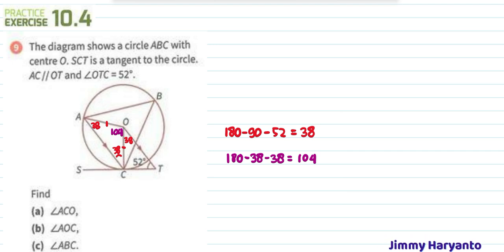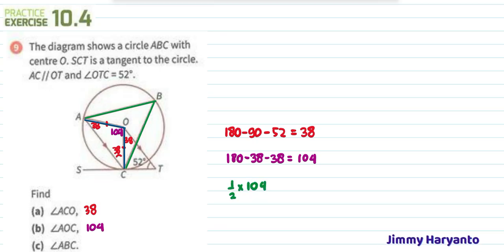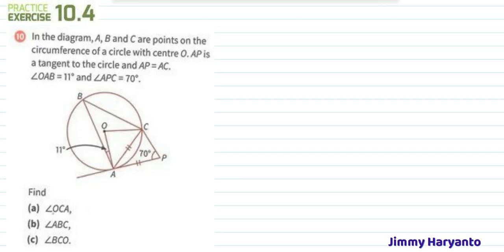What does the question want? ACO. We already know ACO is 38, and AOC we also found is 104, and then ABC. To find ABC, you will use the center angle, and then ABC will be the circumference angle. It's half of 104 equals 52. This one is 52.